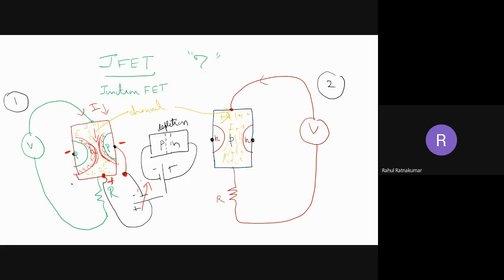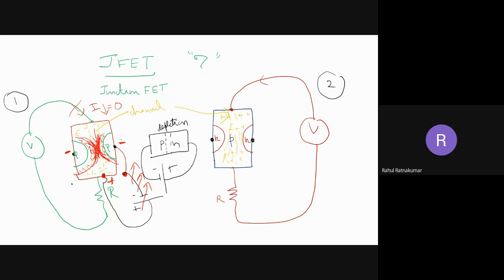Again I increase the negative voltage. So again the channel is reducing, and current is becoming very less. Now again I increase the negative voltage, and at a particular point of negative voltage I can see the whole channel has been completely absorbed by the depletion region. Now there is no channel, so current cannot flow. Current becomes zero.